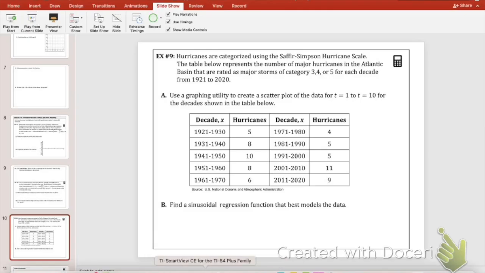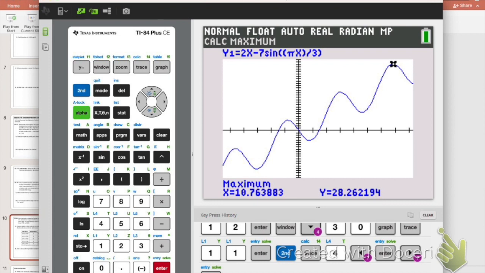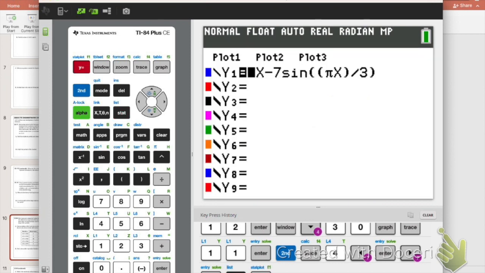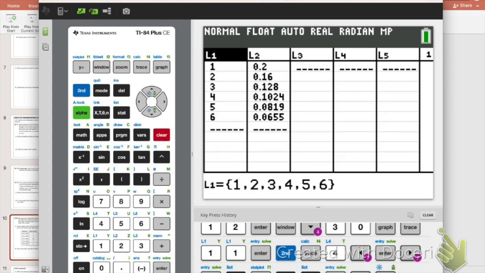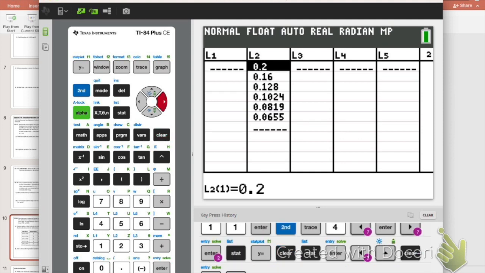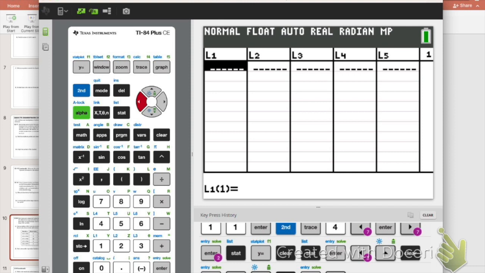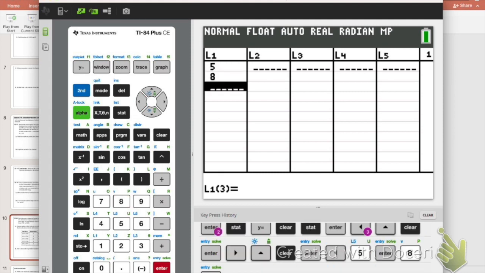We're going to put our data in L1. So stat, well, first let's clear this out so we're not graphing that. All right, so stat edit. If you have something in L1, go up to L1, hit clear enter. If you have something in L2, go up, hit clear enter. All right, so what are we doing? We're putting in our 5, 8, 10, 8, 6, and L1.